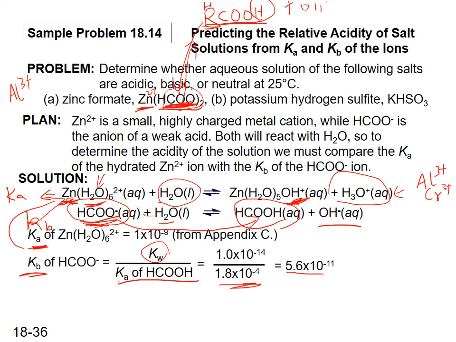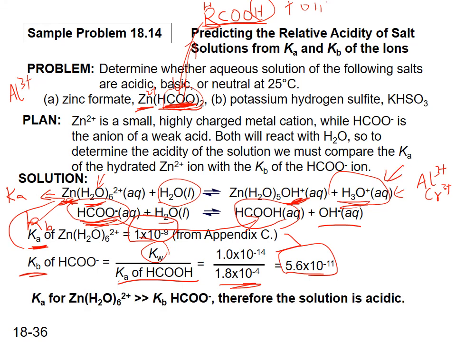So compare these two numbers, Kb and Ka. Ka is greater than Kb, and that means the first reaction dominates. It generates more hydronium ion. The solution will be acidic.